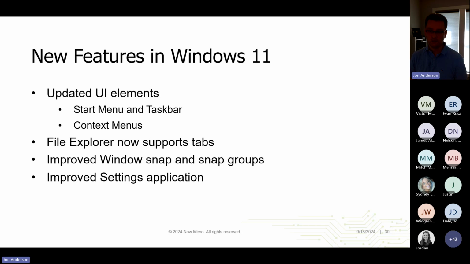The taskbar is centered in the middle of the screen. File Explorer now supports tabbed browsing. Finally, that's been in development for quite some time. There's also improved window snapping and snap groups. And then the settings application has also been beefed up. They're in their never-ending, it seems like, quest to get rid of the Control Panel. But the settings app is starting to actually get better.